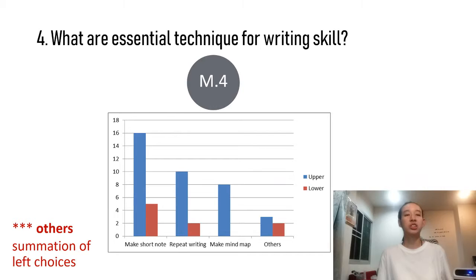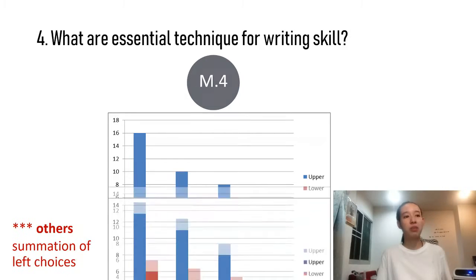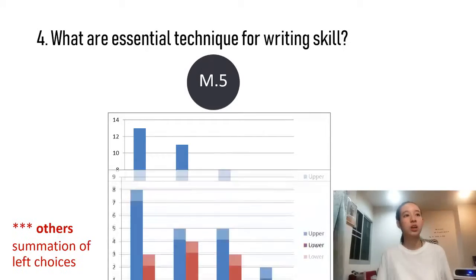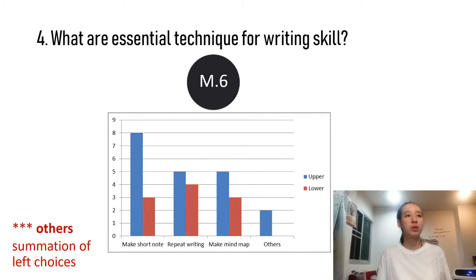Fourth, what are the essential techniques for writing skill? In M4, most upper and lower students use making short notes, repeat writing, and making mind maps. In M5, most upper class students use making short notes, repeat writing, and making mind maps, and also the lower ones. In M6, they use making short notes, repeat writing, and making mind maps equally. But the lower ones use repeat writing, then making short notes, and making mind maps equally.